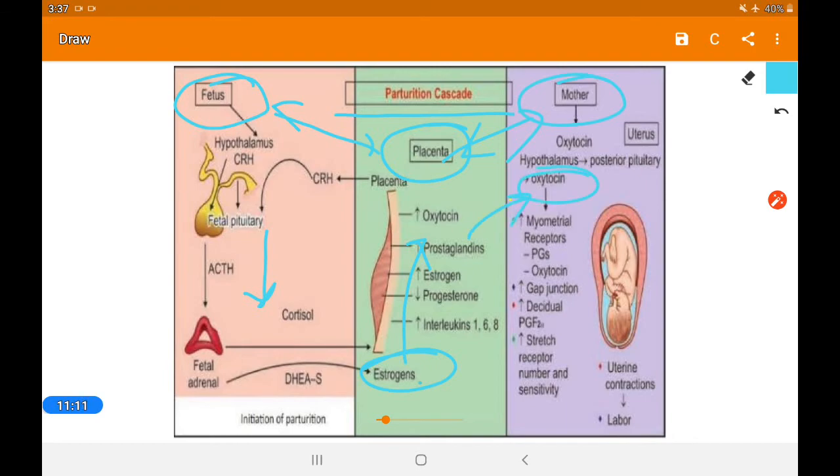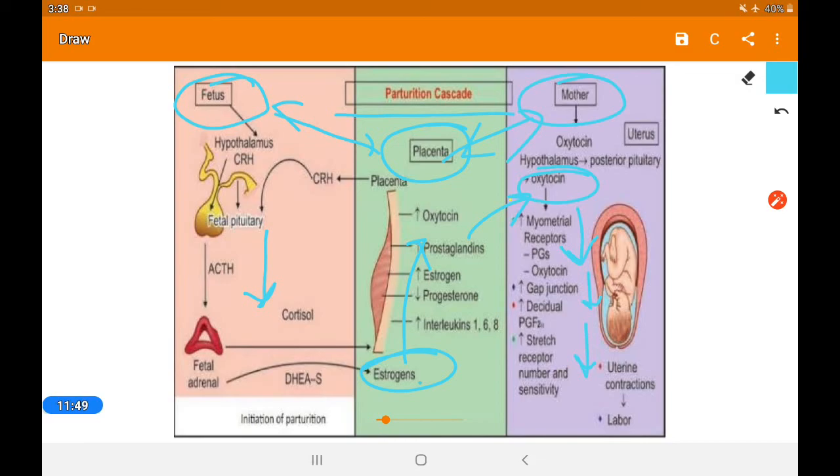Oxytocin acts on the uterine muscle, and this reflex between the uterine contraction and the oxytocin secretion continues, regulating stronger and stronger contractions. And it leads to the expulsion from the uterus through the birth canal. That is parturition. I have not discussed the details. Next part is lactation.